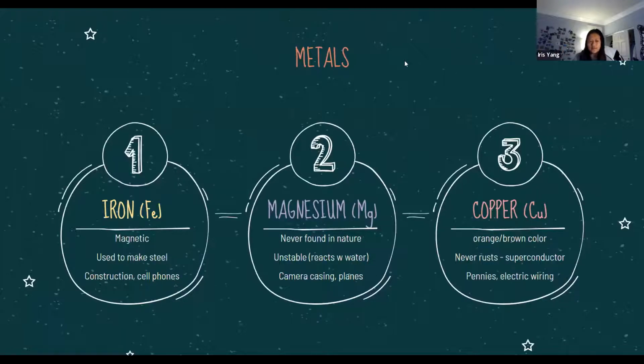And another use of iron is in cell phones. So maybe iron isn't always going to be a person who is in construction because pretty much everyone has cell phones. So there is always a chance that iron will be found because of anyone.